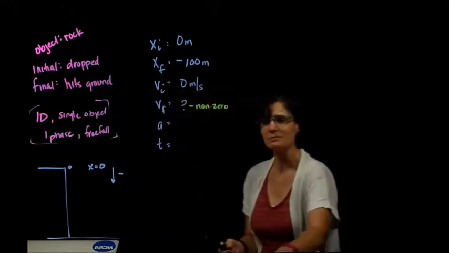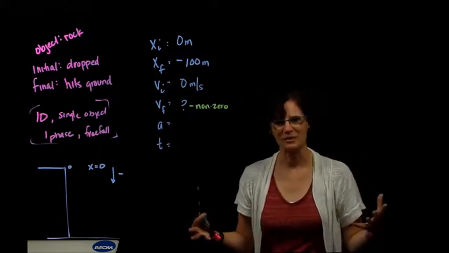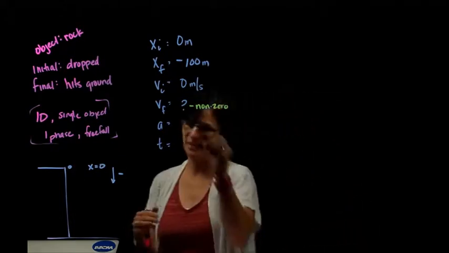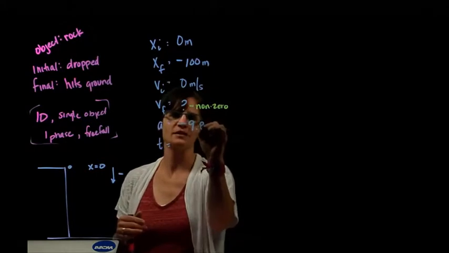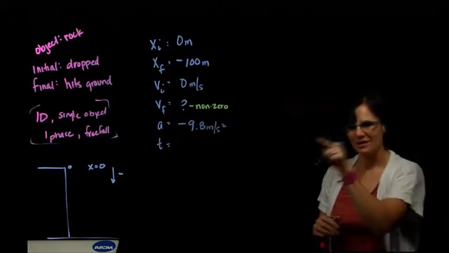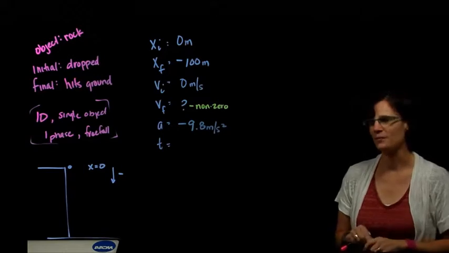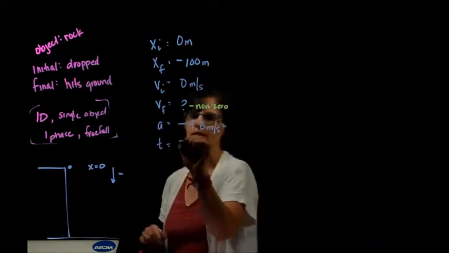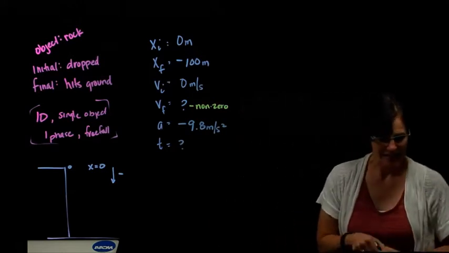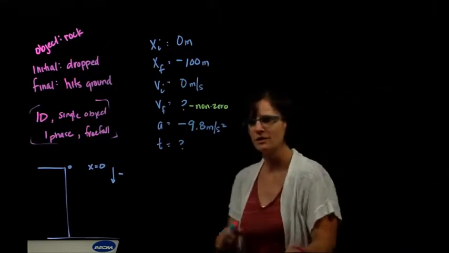Okay, the acceleration. Well, I've dropped it. I'm no longer influencing it. We're assuming no air resistance until otherwise stated. It's in free fall. And anytime an object is in free fall, whether I drop it, throw it down, or throw it up, we have a negative 9.8 meters per second squared acceleration in that dimension of free fall. And the time is not given in the problem. So there's our list.